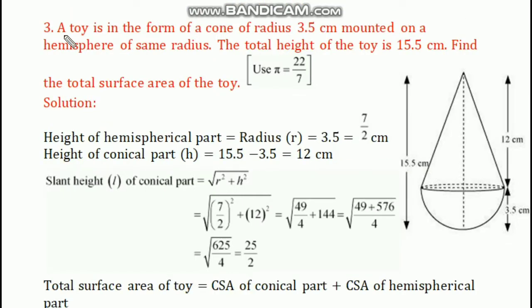Students, let's discuss exercise 13.1, third sum. A toy is in the form of a cone of radius 3.5 centimeter mounted on a hemisphere of the same radius. The total height of the toy is 15.5 centimeter. Find the total surface area of the toy.